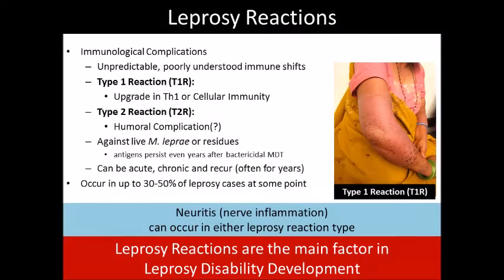So you could have a patient who's fine one day, they've been treated for leprosy, and then suddenly they come in and they say, my hand is getting weaker. And the reason is they have either residual antigen or live M. leprae, if they haven't been diagnosed, still in that nerve, and the immune system has suddenly come up and is attacking the bacteria within the nerve and causing nerve damage. It can be acute, chronic, and sometimes recur for years in these patients. Because both of these leprosy reactions can be associated with neuritis, leprosy reactions are the main factor in leprosy disability development.